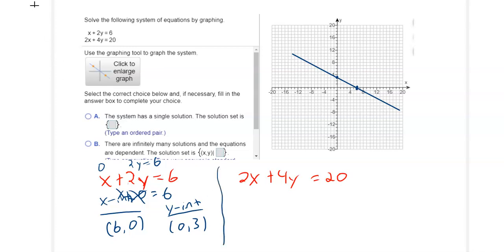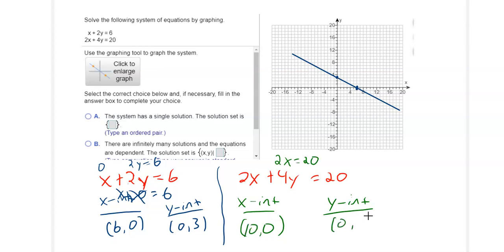Now we need to graph the second equation. We'll do this one in green. We'll do the same thing. So we have the x-intercept, the y-intercept. So we're going to plug in 0 for y to get the x-intercept. We plug in 0 for y and then solve for x. If I plug in 0 for y, this term goes away. I just get 2x is equal to 20. I divide by 2 on both sides. I get x is equal to 10.